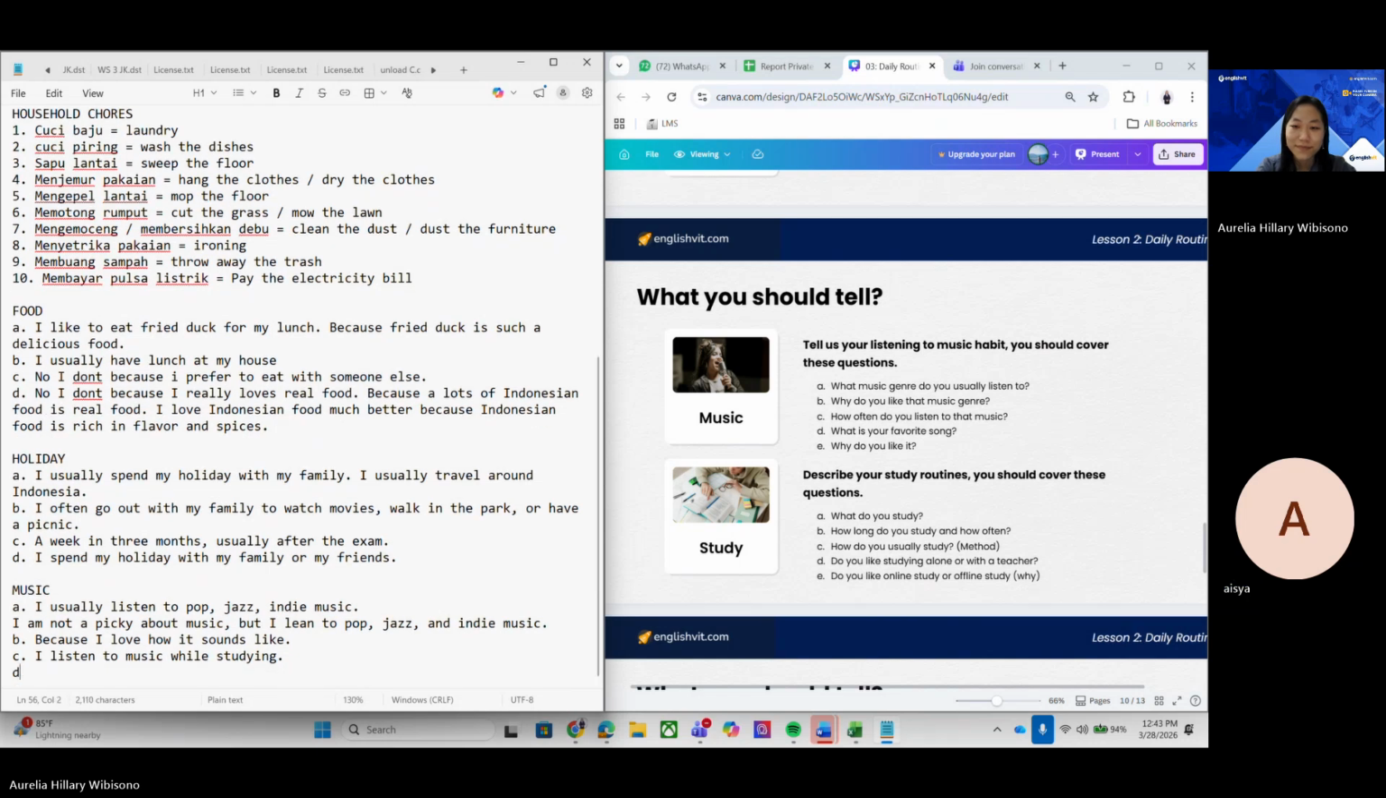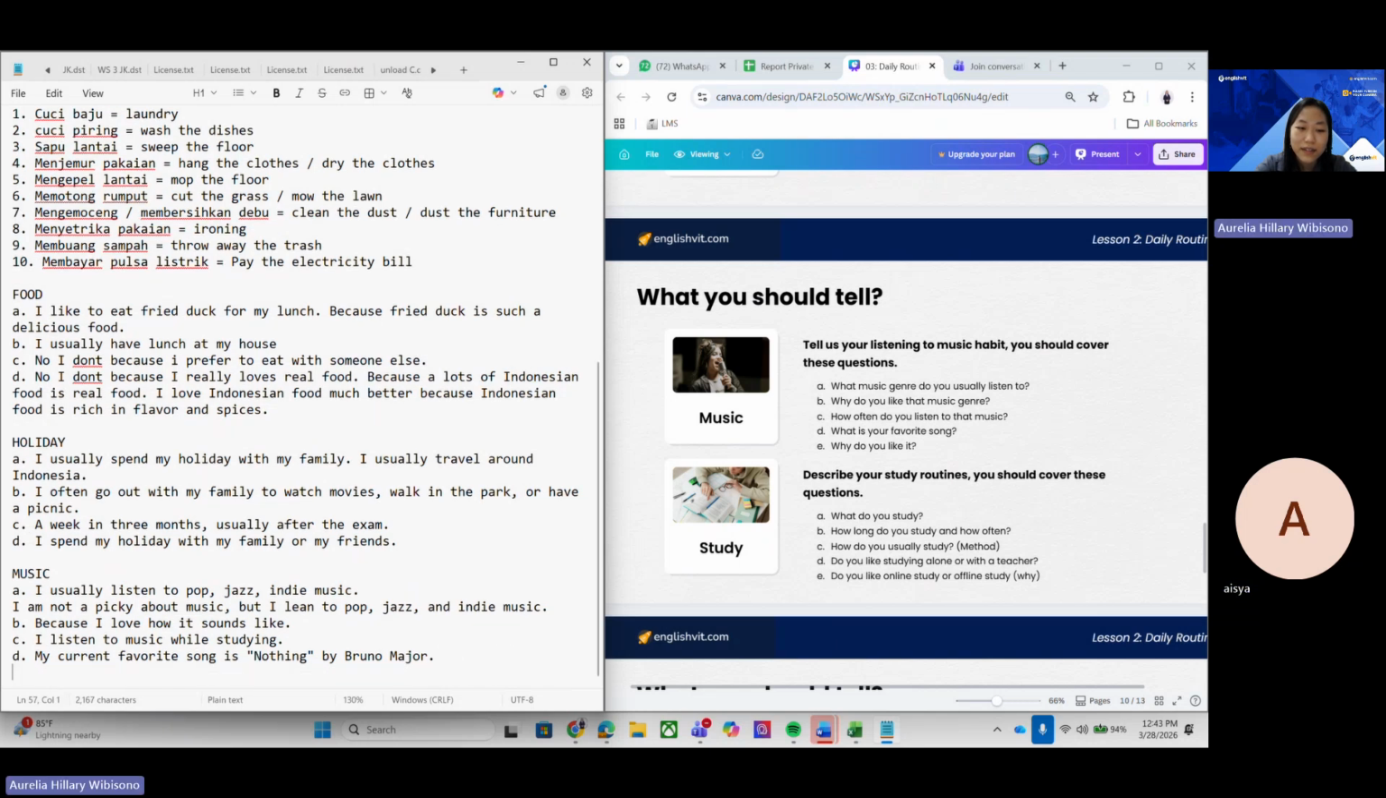Betul, okay. And then what is your favorite song? Could you tell me your current playlist? Okay, my current favorite song is Nothing by Bruno Major. Bruno Major, like this? Yep. Okay. Could you tell me why do you like it? What do you like about the song? The lyrics, the meaning, the singer, or the music video, or what? Because of the lyrics. Oh, and I like it.